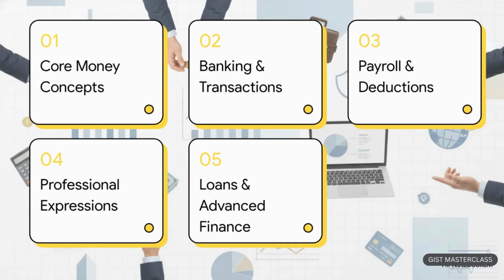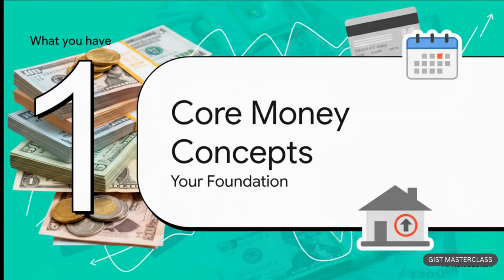Here is a quick look at the agenda for our explainer today. 1. Core money concepts. 2. Banking and transactions. 3. Payroll and deductions. 4. Professional office expressions. And finally, 5. Loans and advanced finance. All right, Section 1, Core money concepts, understanding your foundation.